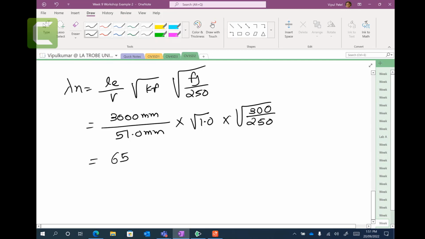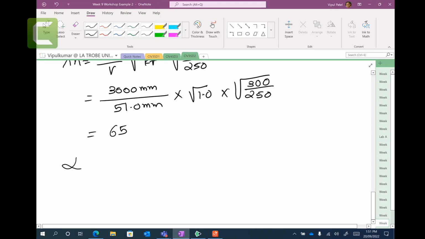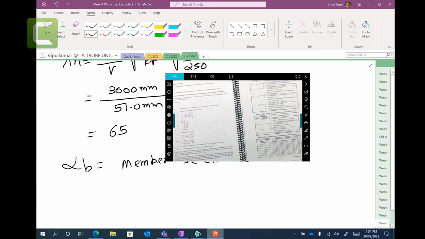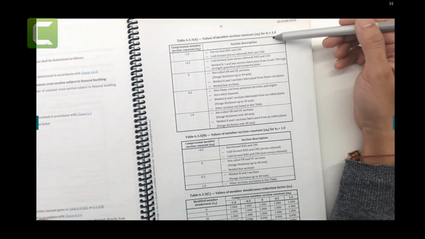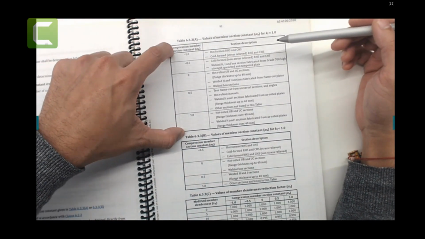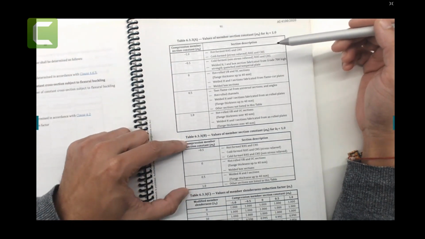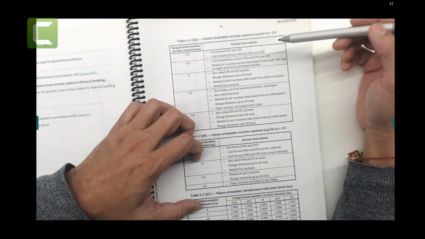Now, another parameter we need to get is called alpha B. The name of alpha B is member section constant. How do we get the member section constants? There are 2 tables given in the standard, Table 6.3.3a and Table 6.3.3b. If your Kf equals 1, you can use this one. If your Kf is less than 1, you can use the other table. So you know how to pick between those 2 tables.